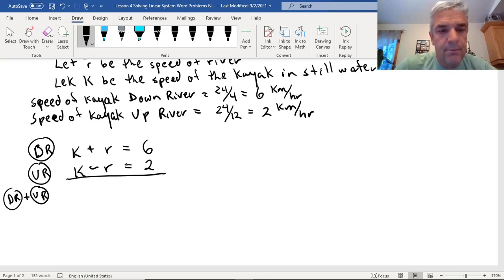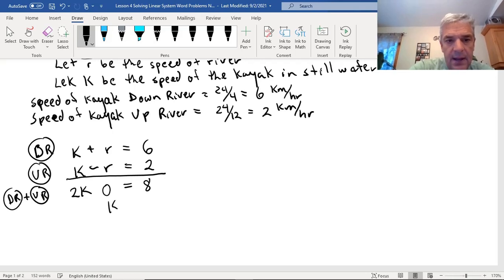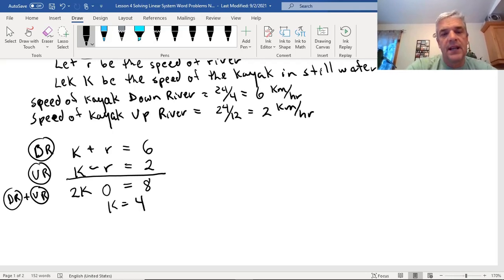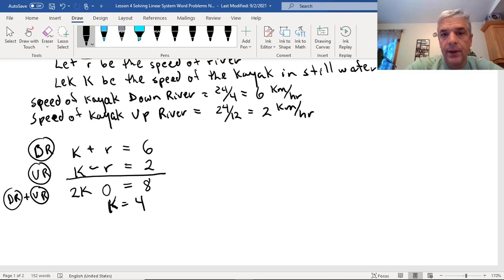It helps my mind wrap around this. It's going to equal 2k. This, of course, will be 0 equals 8. And so k equals 4 in this case. All right? And so what I know now is that my speed of the kayak in still water is going to be 4 kilometers per hour.